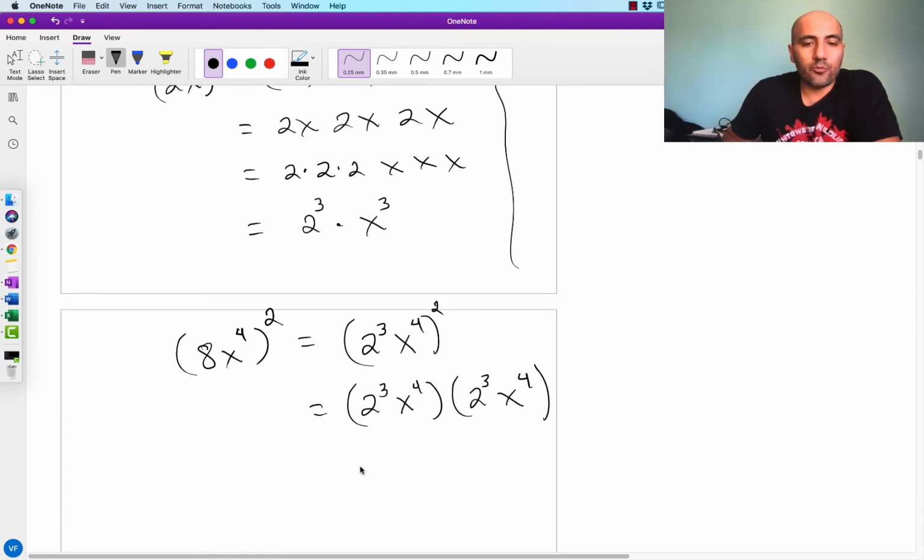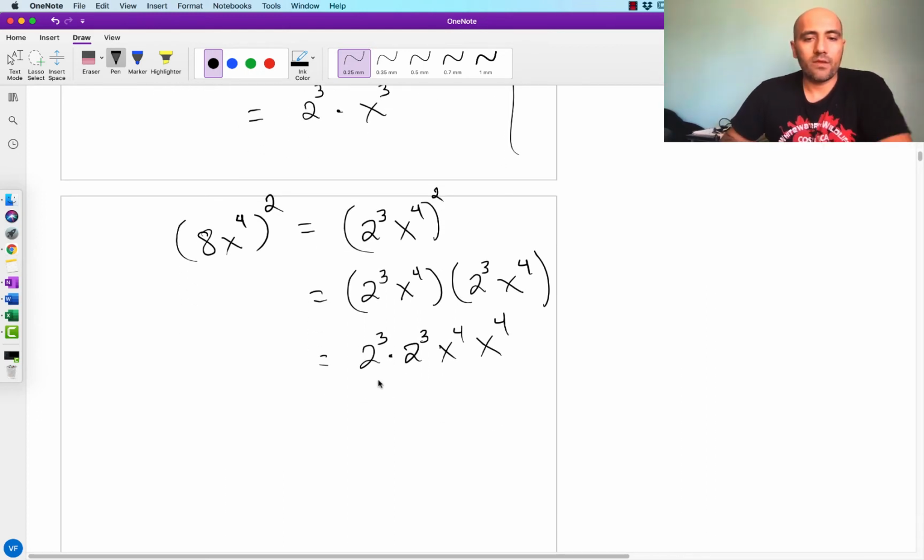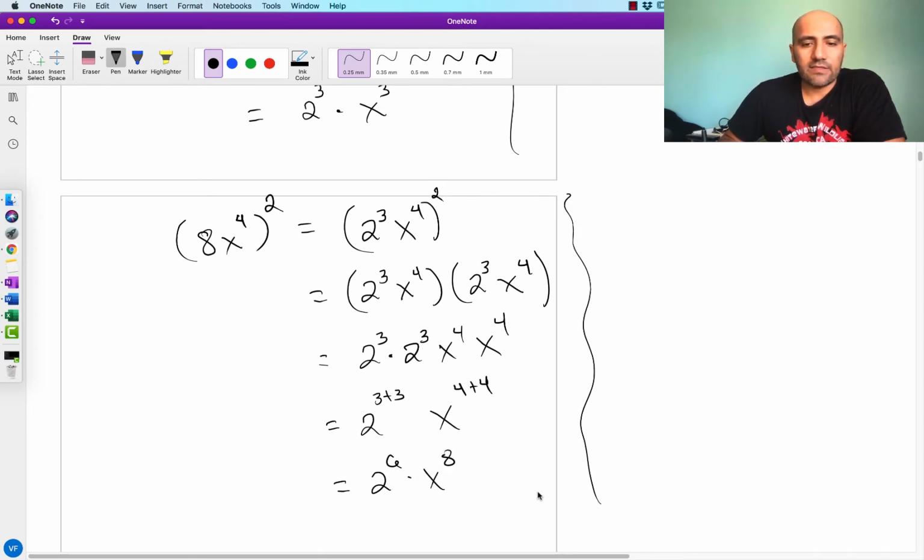Okay, so then we can regroup them, and we end up with 2 to the third power times 2 to the third power, x to the fourth power, x to the fourth power. And then we can group these up using rule number 1. This is 2 to the power of 3 plus 3. This is x to the power of 4 plus 4. So this is going to be 2 to the power of 6 times x to the power of 8. Good? Okay, so we're fairly convinced that's the right answer.